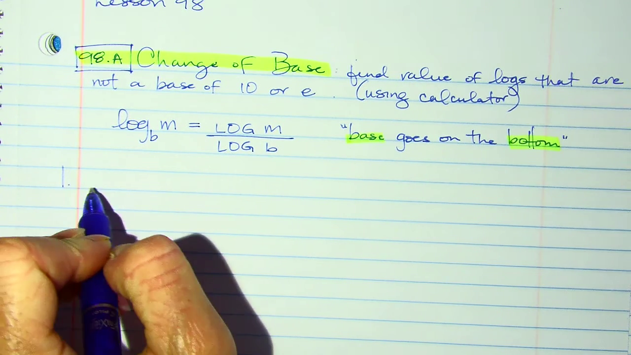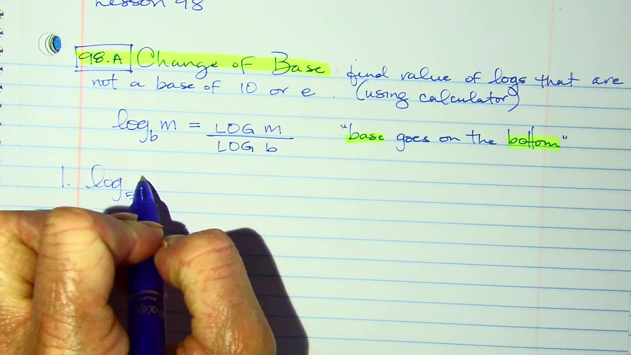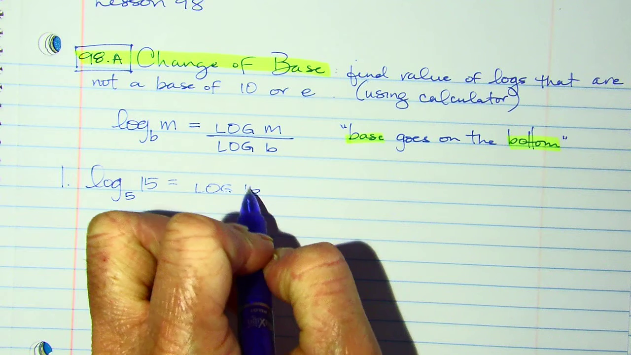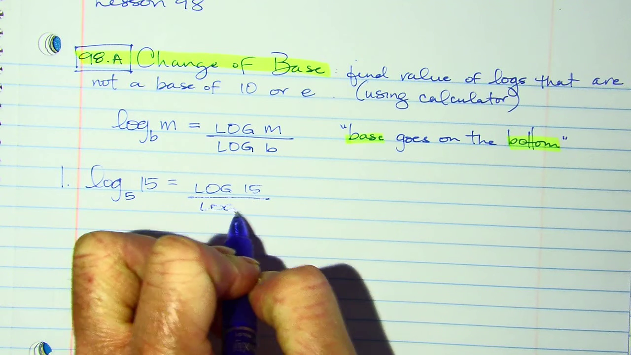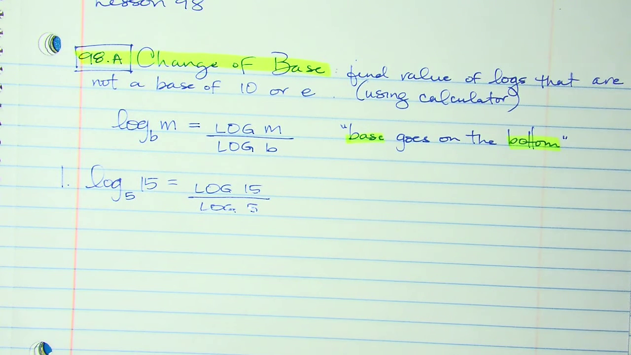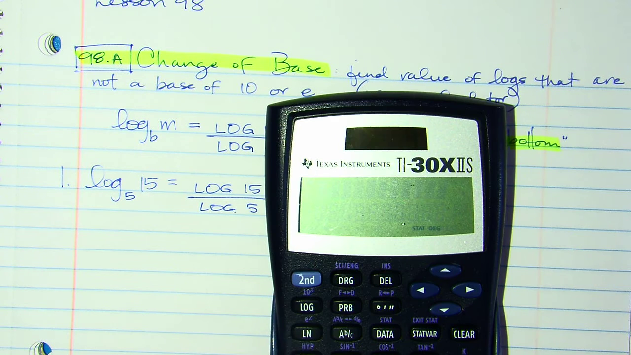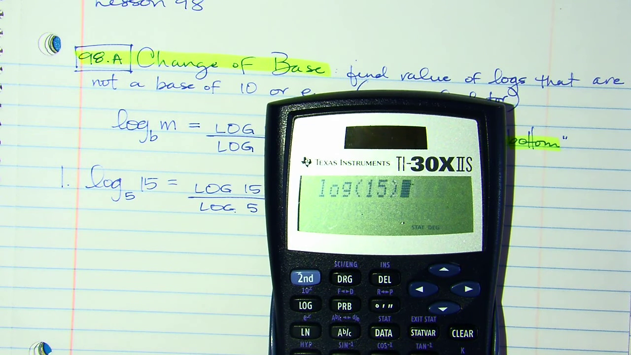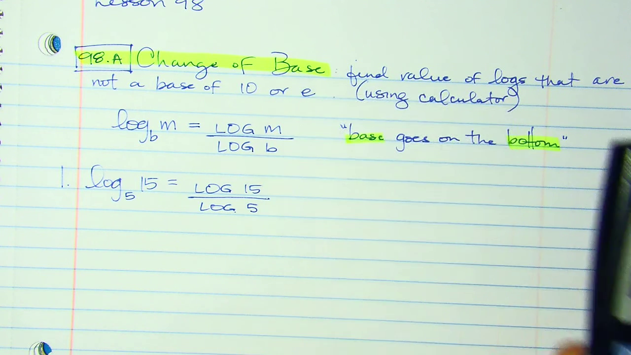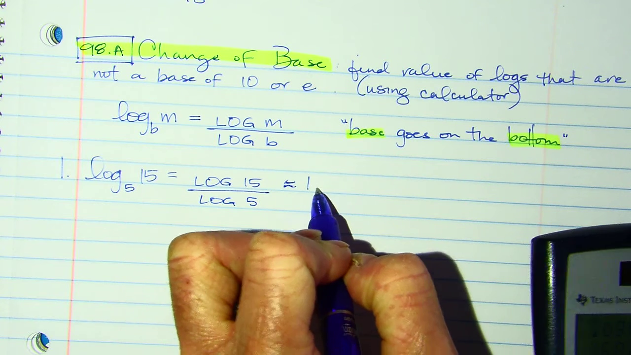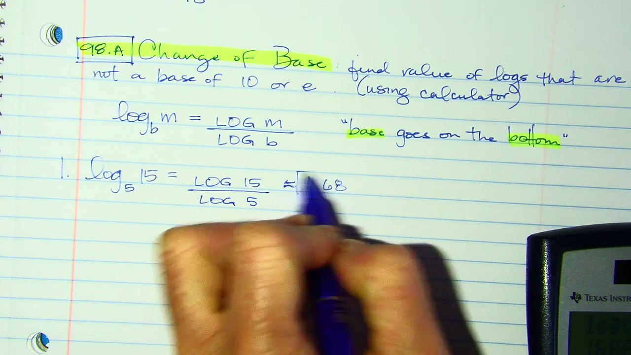Number 1, log base 5 of 15. So to enter this in my calculator, I would hit log of 15 divided by the log of 5. So using a calculator, log of 15, make sure you close out the parentheses, divided by log of 5. And you get approximately, right, because I'm rounding, 1.68.